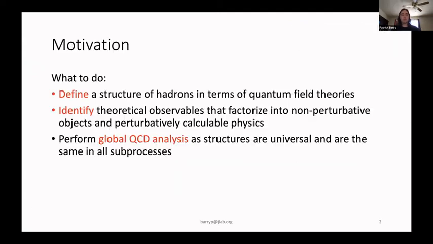So this is a global QCD analysis. We have a game plan, and we have to, one, define a structure of hadrons in terms of quantum field theories. Those are defined as PDFs are defined, and TMDs are also defined. Then we can identify theoretical observables that factorize into non-perturbative objects and perturbatively calculable physics. The non-perturbative objects are these PDFs, and perturbatively calculable physics we can do. And then we can perform this global QCD analysis. These non-perturbative structures are universal and are the same in all subprocesses, so they appear in the same way.